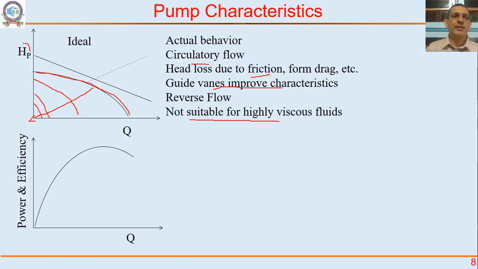Next point, this is HP versus Q. Can we plot power? What is power? Power is HP rho G and Q. So if you plot power versus flow rate, or efficiency, power delivered to the liquid divided by electrical power that is supplied to the motor, that will go through a maxima. Because somewhere here head is high but the flow rate is low. Somewhere here the flow is high but the head is low. So it goes through a maximum.